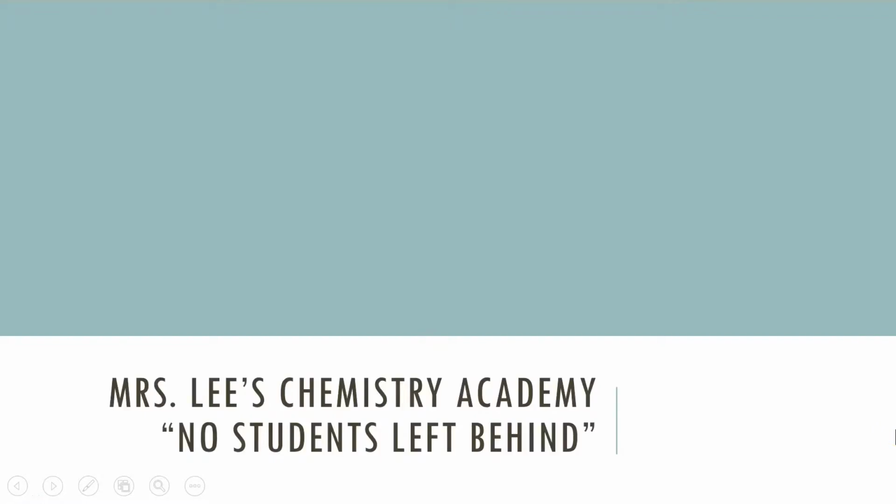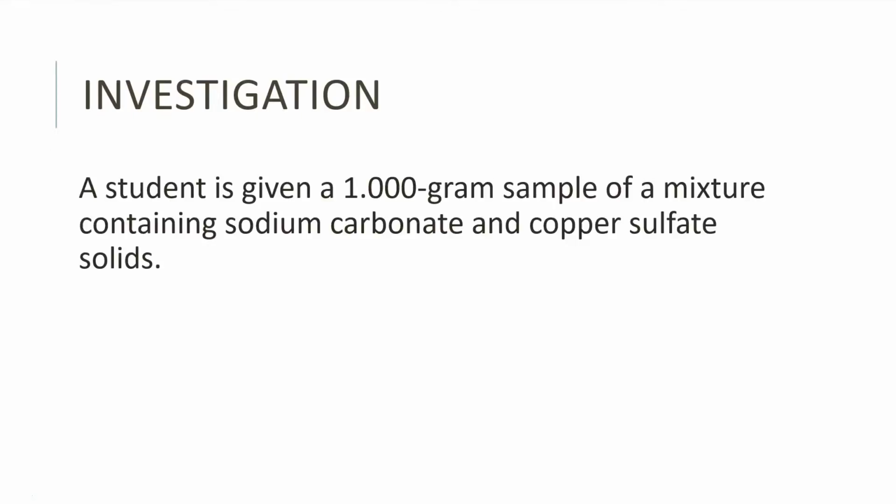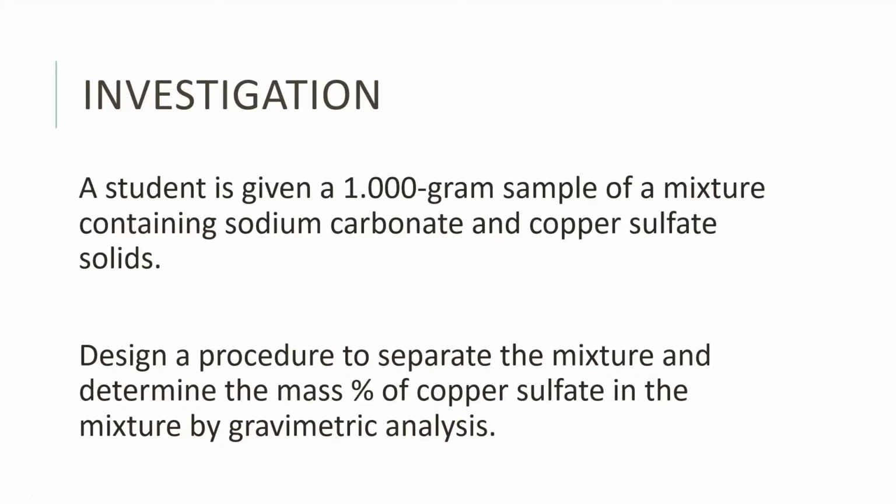Miss Lee's Chemistry Academy. Lab 2, Mass Determination by Gravimetric Analysis. Investigation. In this lab, you'll be given a 1 gram sample of a solid mixture containing sodium carbonate and copper sulfate. You will need to design a procedure to separate the mixture so that you can determine the mass percent of copper sulfate in the mixture by gravimetric analysis.